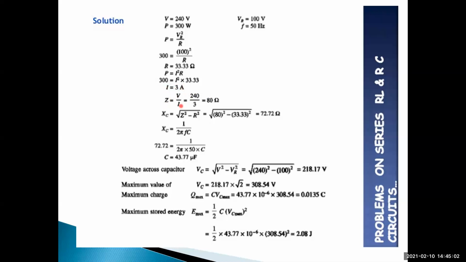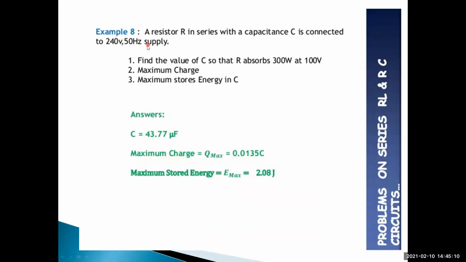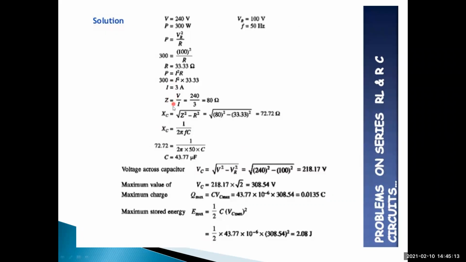Then Z is equal to V by I, which is the total impedance of the circuit. The total supply voltage is 240 volts, 50 Hz. So Z is equal to V by I, that is 240 by 3, so 80 ohms is the total impedance of the circuit.